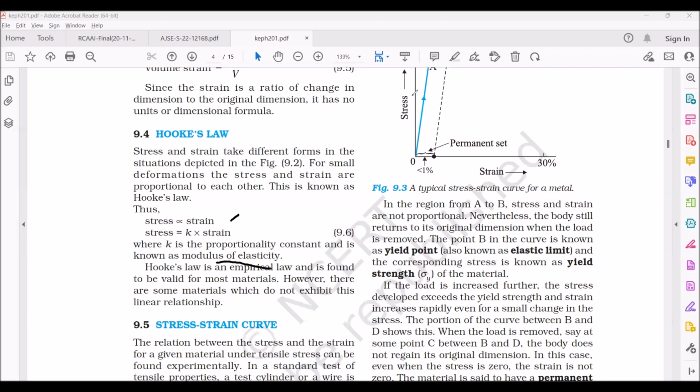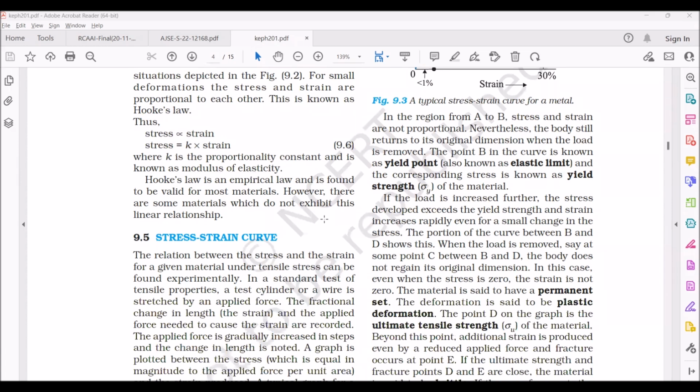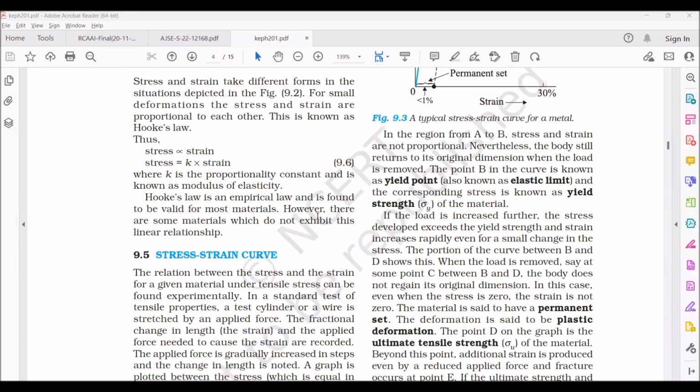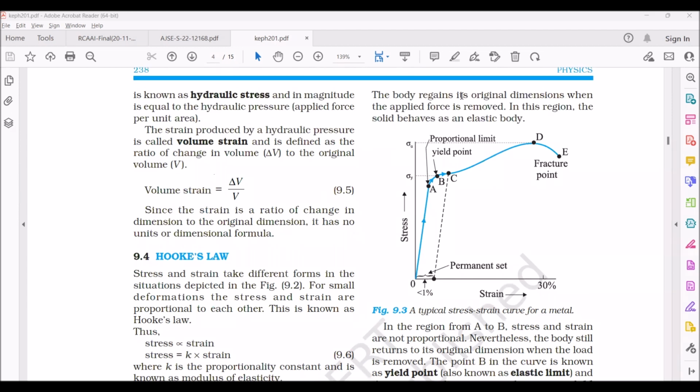Now we are taking the stress and strain curve. What is the stress and strain curve? We mentioned already in Hooke's law, stress and strain are proportional to each other, but only for small deformations. And some of the materials do not exhibit this Hooke's law completely. So this stress and strain curve is not the same for all materials. The stress and strain curve for metal is different, for wood is different. Here we are taking the stress and strain curve for the metal.